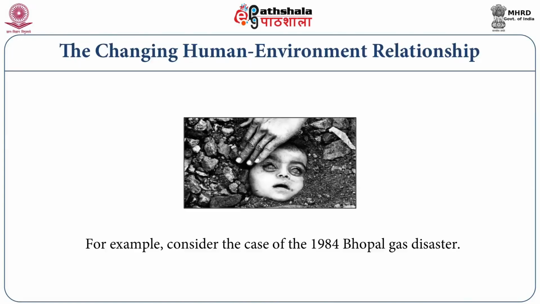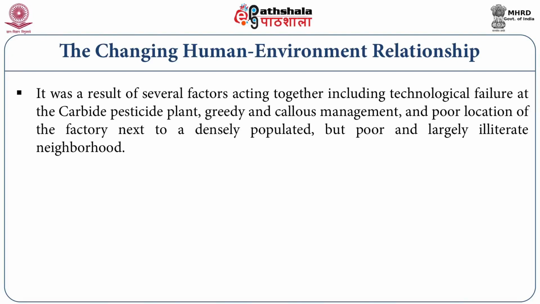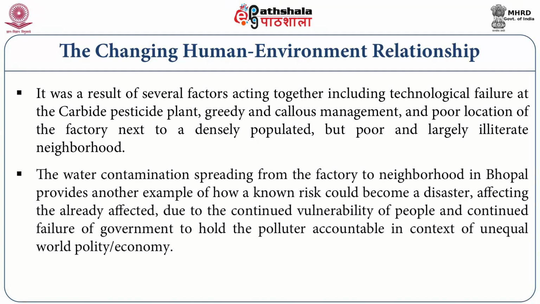It is the product of past factors but also present conditions that change a hazard into a disaster and determine whether people can cope with effects or succumb to its consequences. For example, consider the case of the 1984 Bhopal gas disaster. It was a result of several factors acting together, including technological failure, etc., at the Carbide pesticide plant, greedy and careless management, and poor location of the factory next to a densely populated but poor and largely illiterate neighborhood. The water contamination spreading from the factory to the neighborhood in Bhopal provides another example of how a known risk could become a disaster affecting the already affected, due to the continued vulnerability of people and continued failure of government to hold the polluter accountable in the context of an unequal world polity.